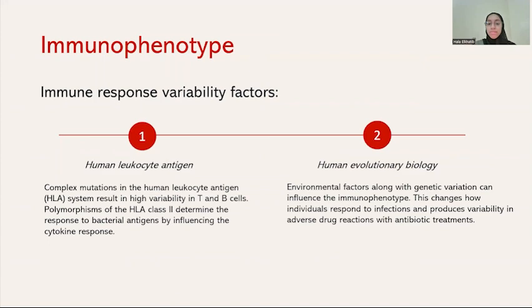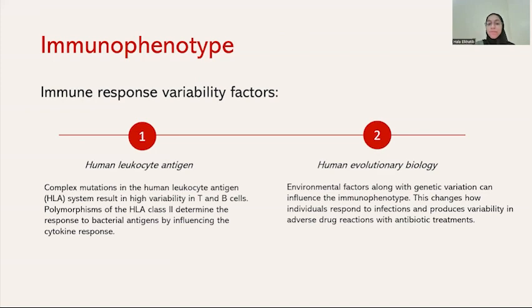Genes of the human leukocyte antigen system, T cells and B cells are all key factors in determining immunophenotype. Complex mutations in the human leukocyte antigen system result in high variability in T and B cells. Polymorphism of HLA class II determines the response to bacterial antigens by influencing the cytokine response. Nowadays, it has become easier to perform DNA sequencing to identify the different groups of T and B cells. Although the application of immunopharmacogenomics in clinical practice is still pending, it's a promising approach that will improve the treatment of infections.